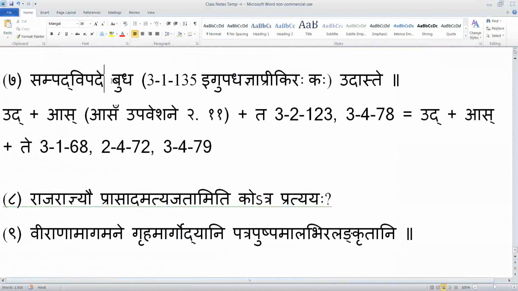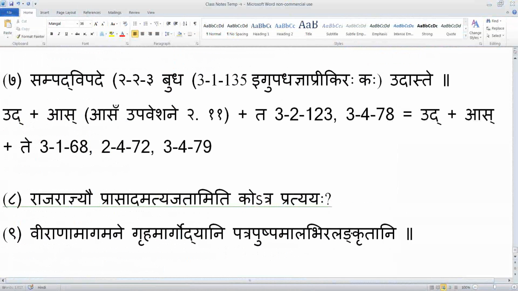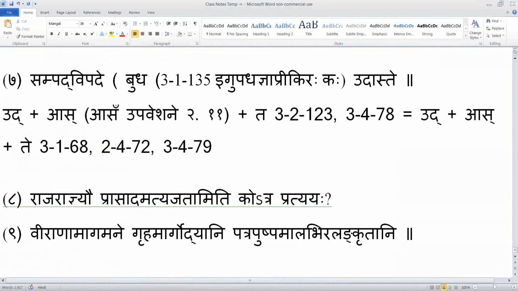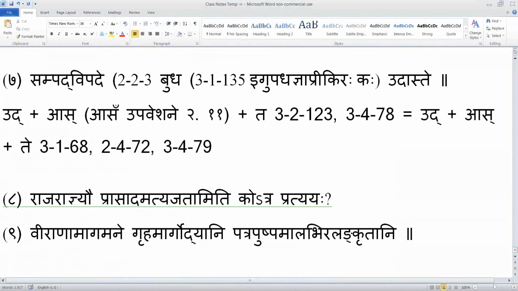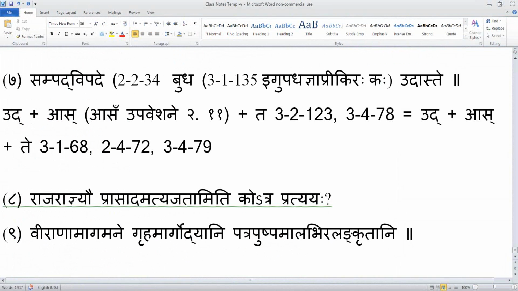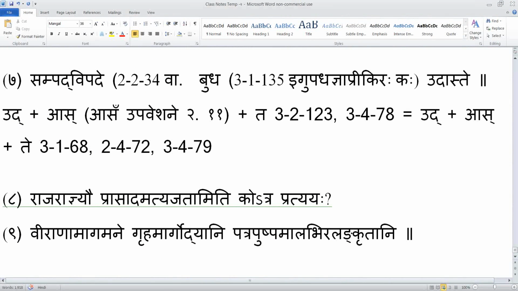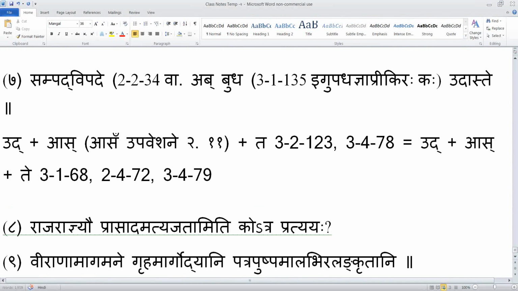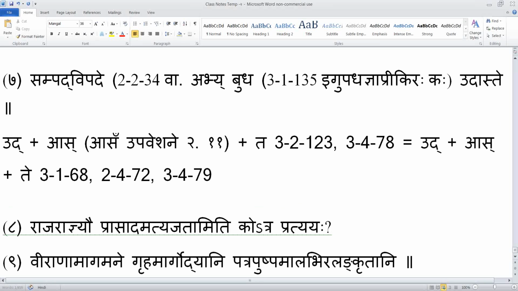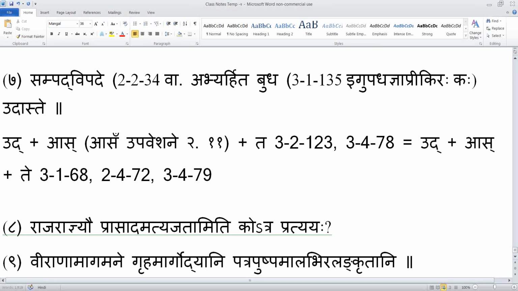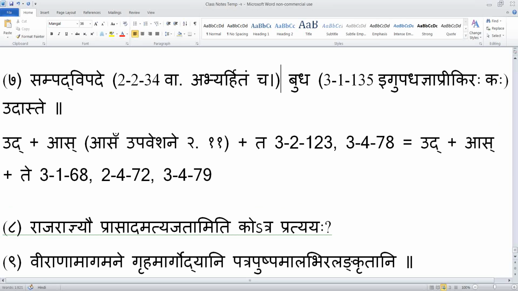So we can put over here 2.2.34, abhyarhitam cha is the vartikam. This is a very straightforward example, and with the 2.2.34 vartikam, abhyarhitam cha, that's the one we can use to justify. So you can always use abhyarhitam cha. If these rules don't work, then we can come down and use the vartikam.